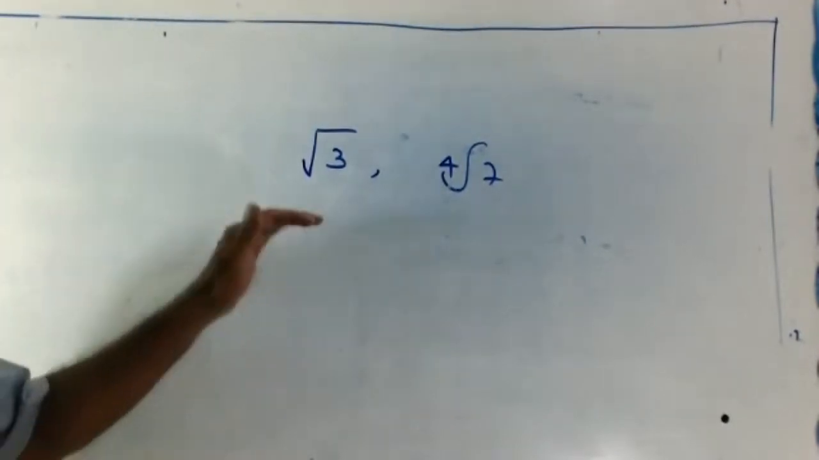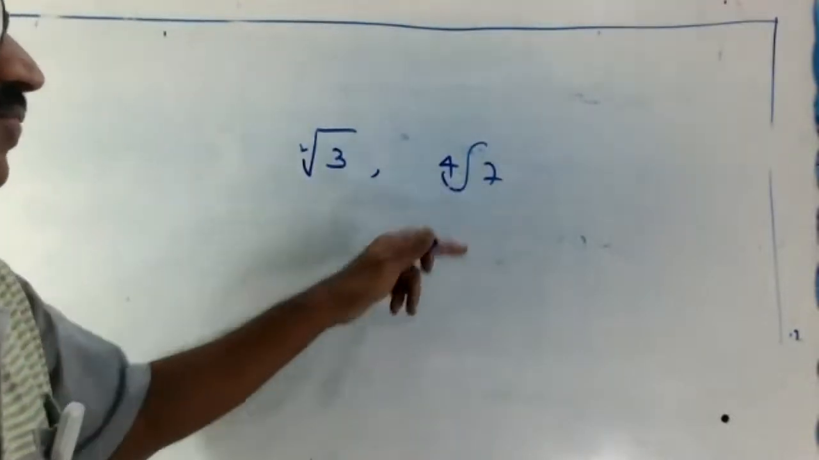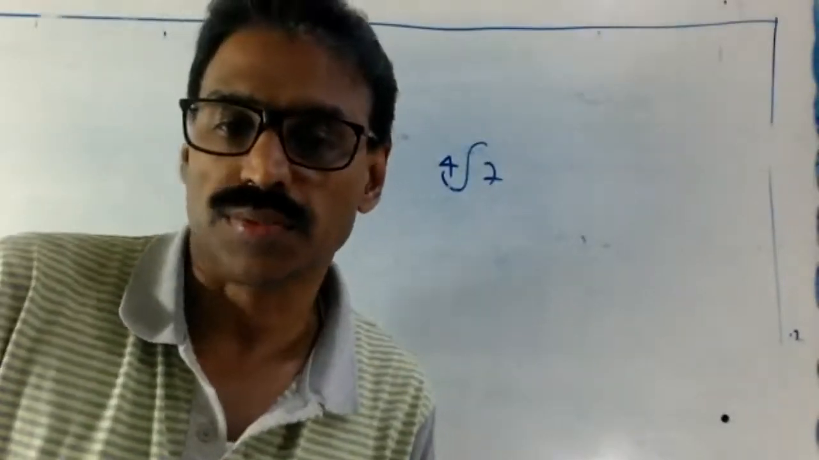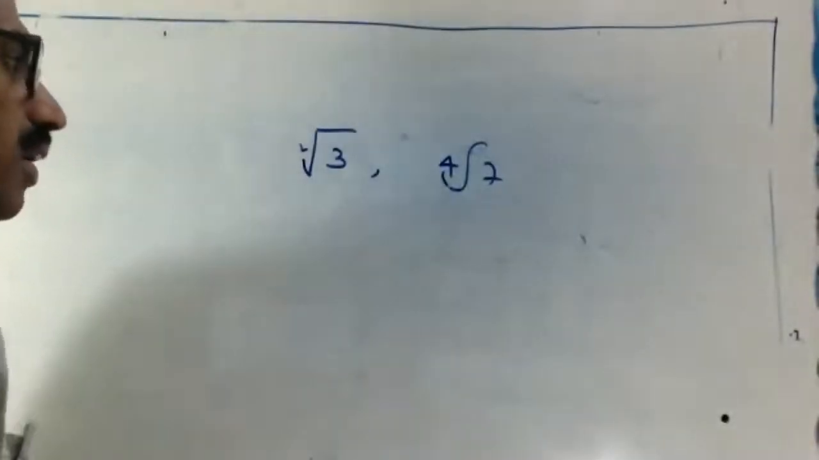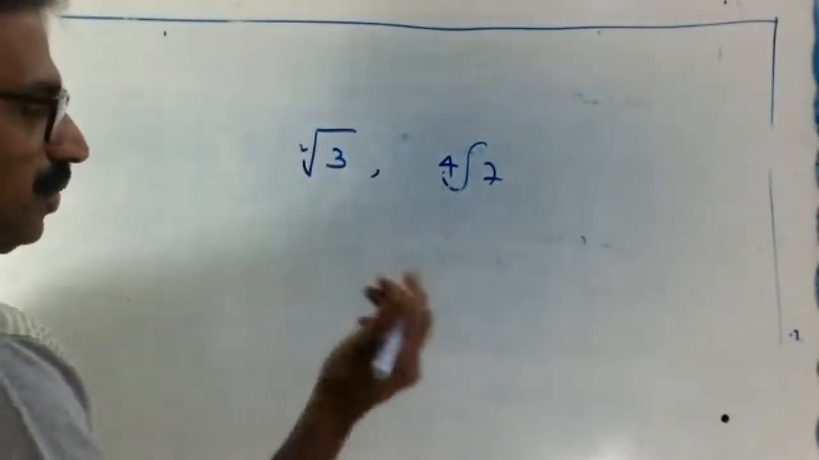Okay, see here, root of 3. The question is, this order is 2 here. Here the order is 4. We can't say directly which is greater or which is smaller. So what we'll do, first of all, you have to make them equal. This one and this number should be equal. Now listen, how do we make them equal?